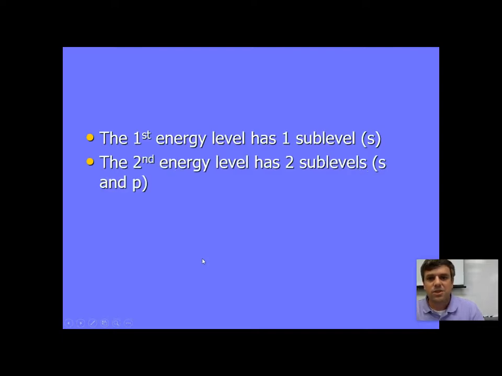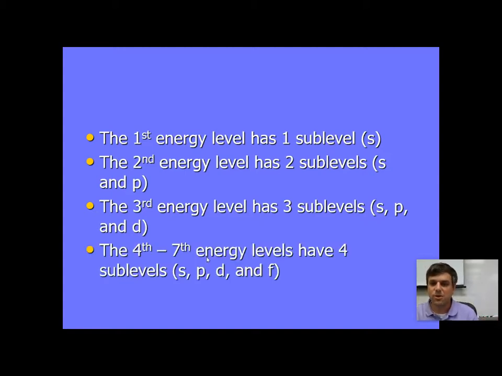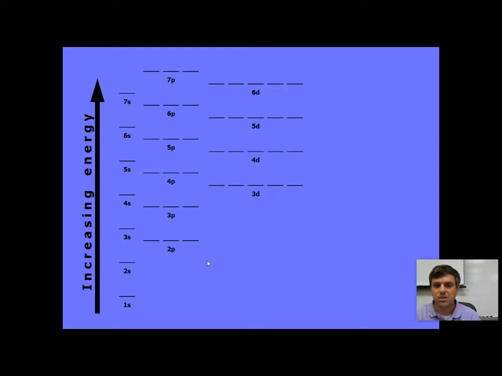Now, the first energy level has one sublevel, the second has two, an S and a P, the third has an S, a P, and a D, and the fourth, fifth, sixth, and seventh have S, P, D, and F sublevels. Now, you don't need to bother writing all that down, but if you put all this together, you get a chart that looks like this. I'm going to upload a version of this chart that you can reference for yourself when we're going through all this. So this shows the lowest energy down here. Just kind of imagine the nucleus as being all the way down here at the bottom, and the electrons fill up as you get away from it.